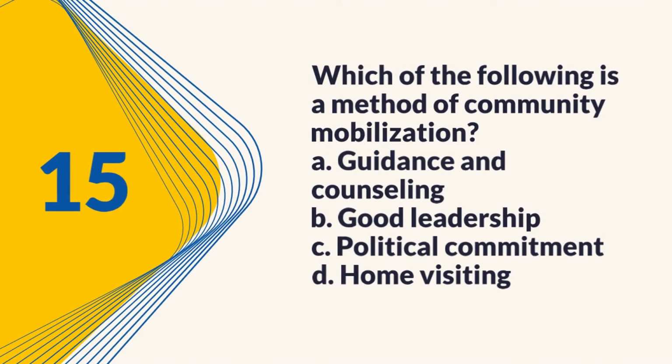15. Which of the following is a method of community mobilization? A, guidance and counseling, B, good leadership, C, political commitment, D, home visiting. Answer is D, home visiting. Let's think about this. Home visiting is a direct method of engaging and mobilizing the community by meeting them where they live. It builds trust and facilitates the spread of health information and services. Options A, B, and C are essential for support but aren't direct methods. So, the correct answer is D, home visiting.